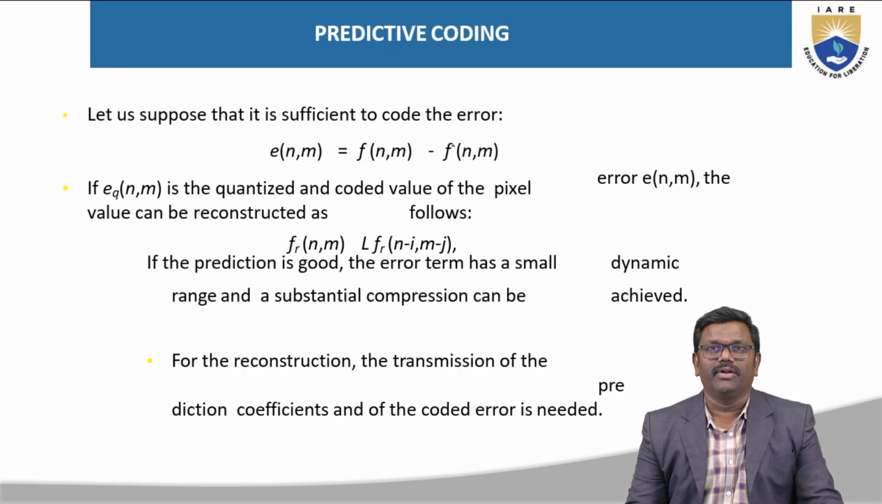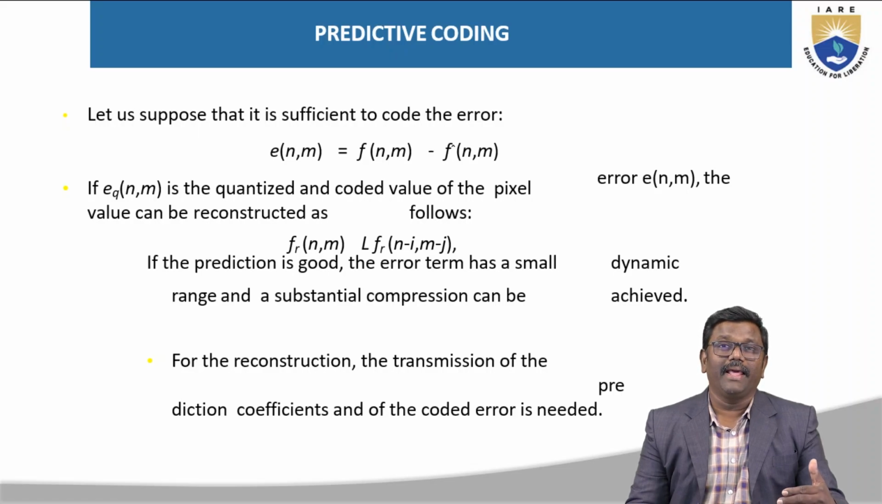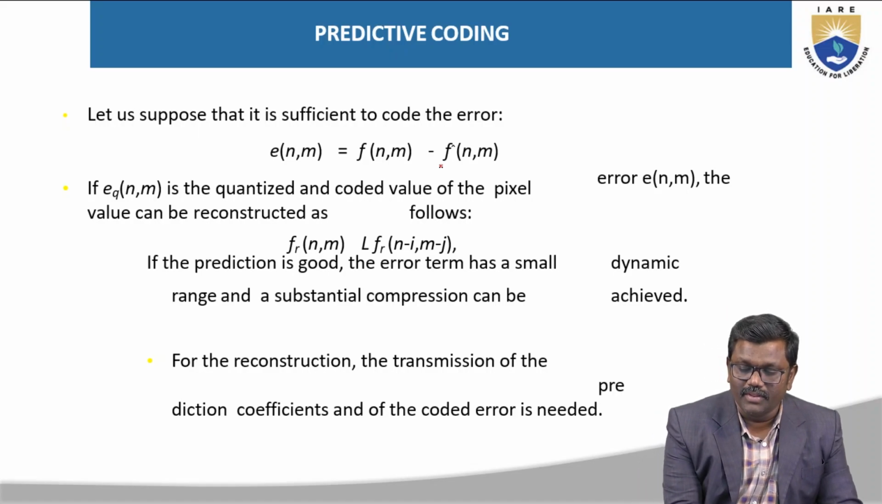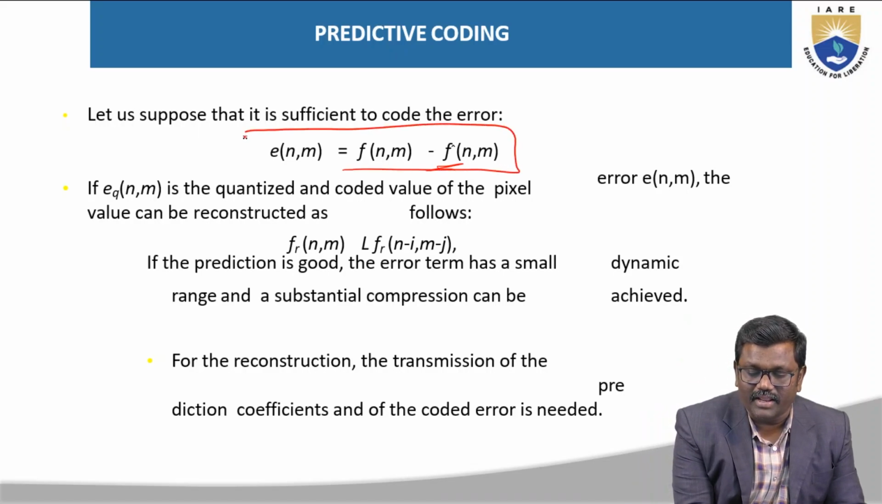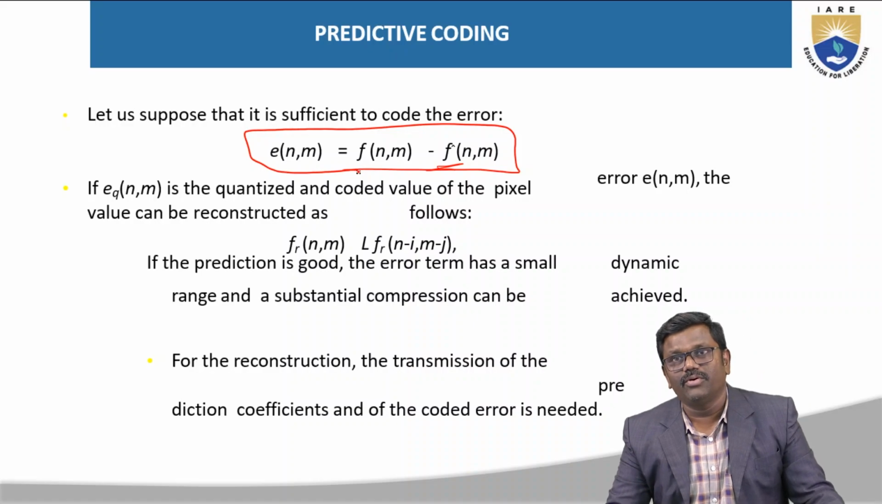So we are preparing a code which helps us understand how it is sufficient to code the error. The meaning of an error here is the difference between the desired value and your predicted value. That is what we are considering here as predictive coding. Let us suppose that it is sufficient to code the error e of n comma m, which is nothing but f of n comma m minus f prime of n comma m. This difference is called the error of the code.